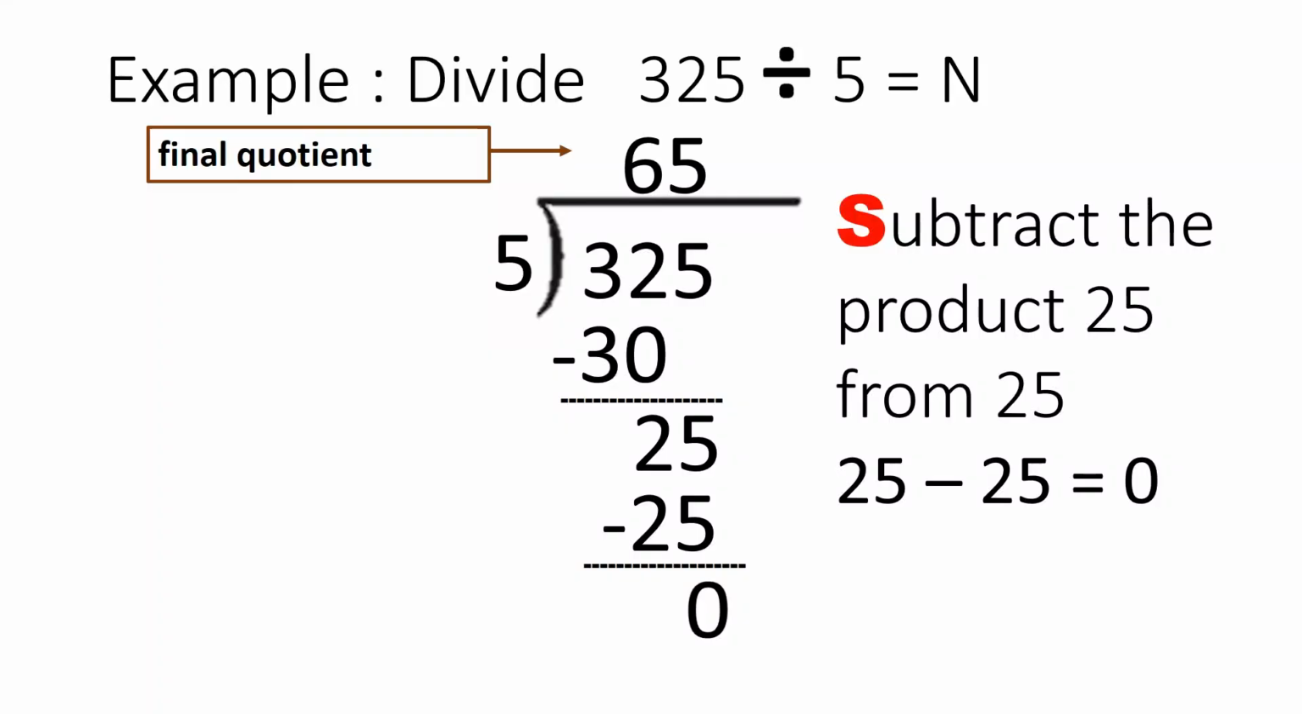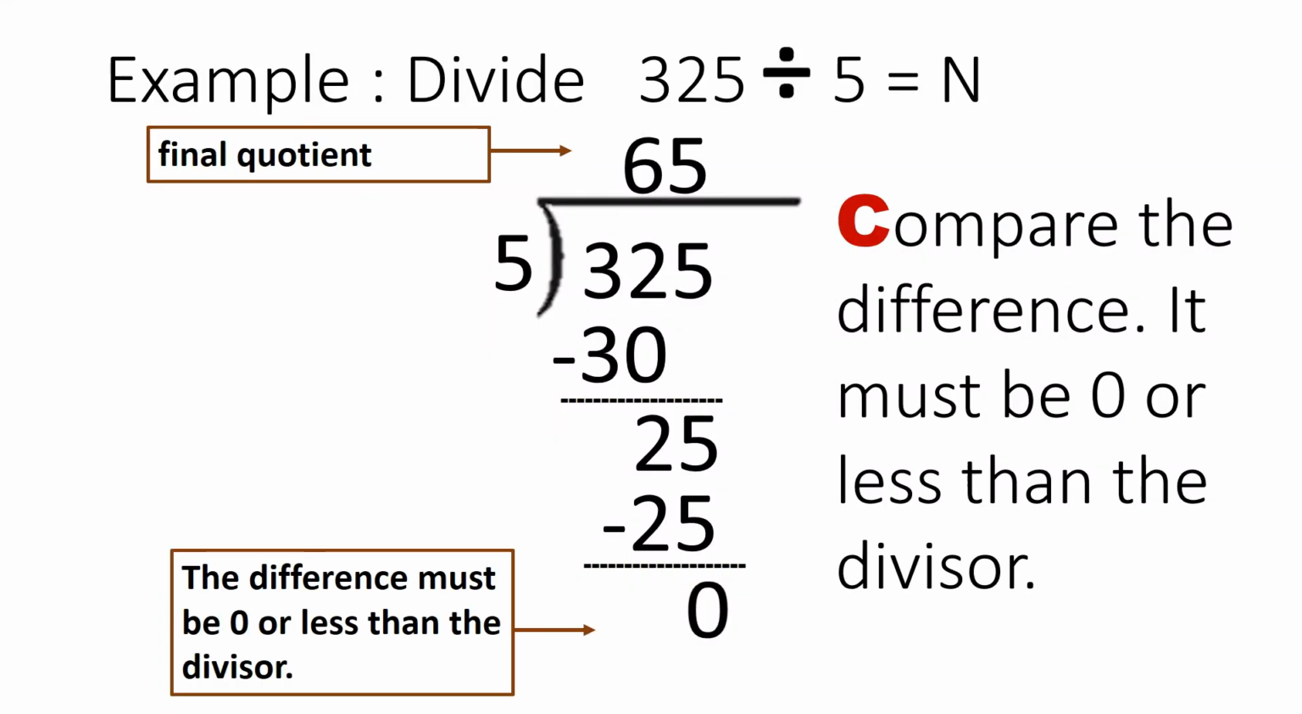Let's go to S. Subtract the product 25 from 25. 25 minus 25 equals 0. Let's compare the difference. It must be 0 or less than the divisor. So we find no problem with the comparisons. So we come up with the final quotient, which is 65. 325 divided by 5 equals 65.